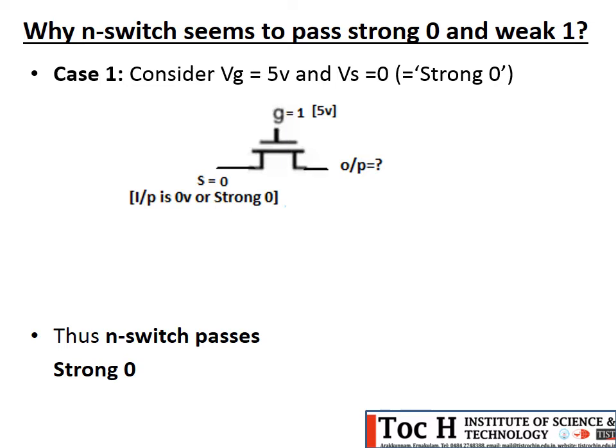So when we apply Vg equal to 5 volt, it means we are applying a logic 1, and Vs equal to 0 means we are applying a logic 0. So what is going to be the output? That is what we are going to analyze here.